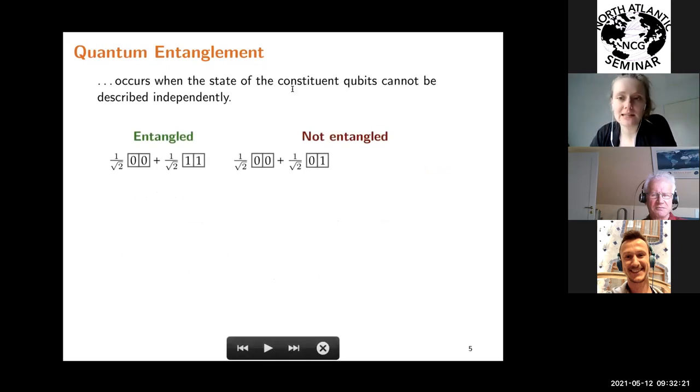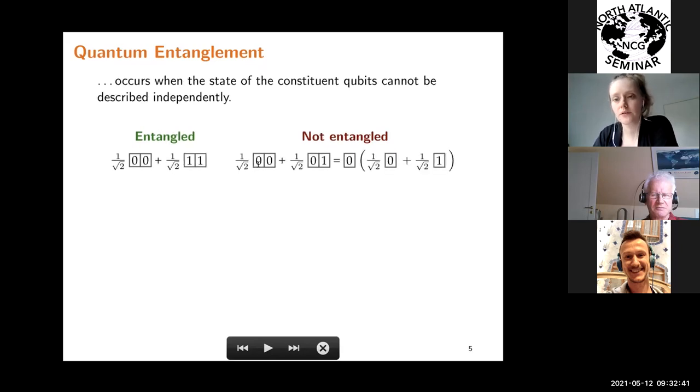If we look at this state on the right, this is a uniform superposition between these two states. This would be the first standard basis vector, and this would be the second one in C4. Then this is not entangled, because you see this first memory cell is always in state zero. So I could alternatively describe it by saying the first one is in state zero and the second one is in a uniform superposition between zero and one. However, the one on the left cannot be factored in such a way. So this is an entangled state.